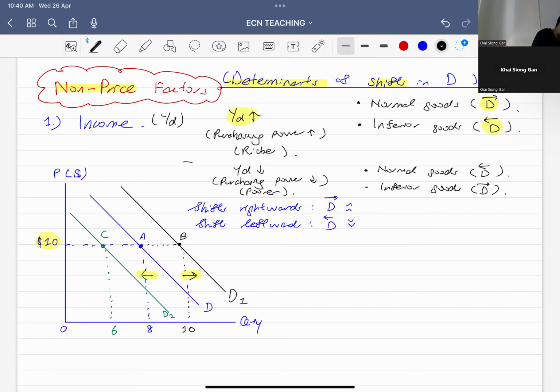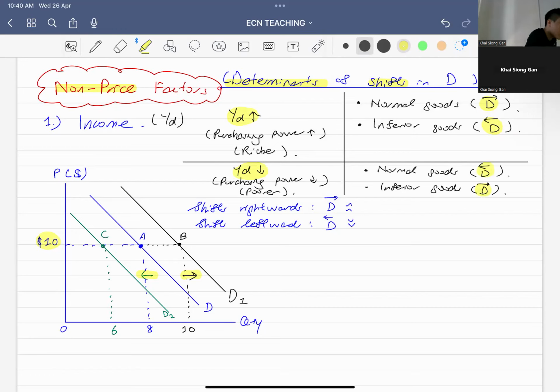Okay, so therefore these are some notes over here when we talk about income, so you can see it from a very detailed analysis here. Again, when you define normal goods and inferior goods, you can just use the relationship of income and the demand of the product itself. Okay, so therefore there's the first factor, income. The second factor is basically what we call preference or taste. Like the consumer's preference and taste are very volatile.